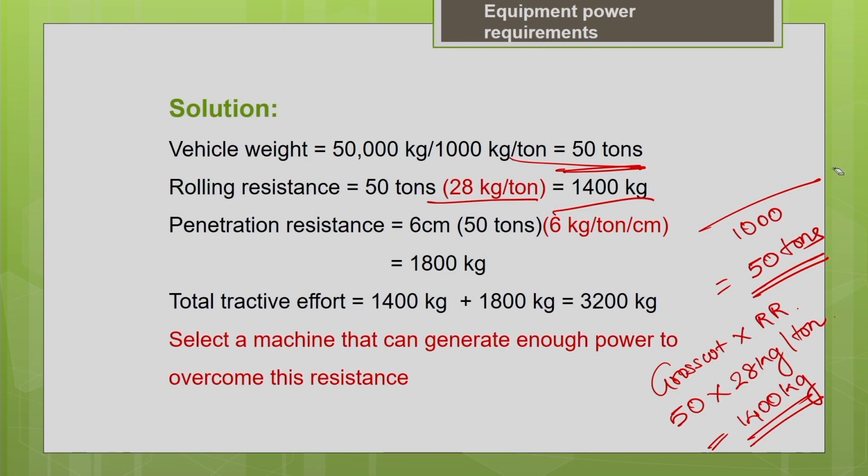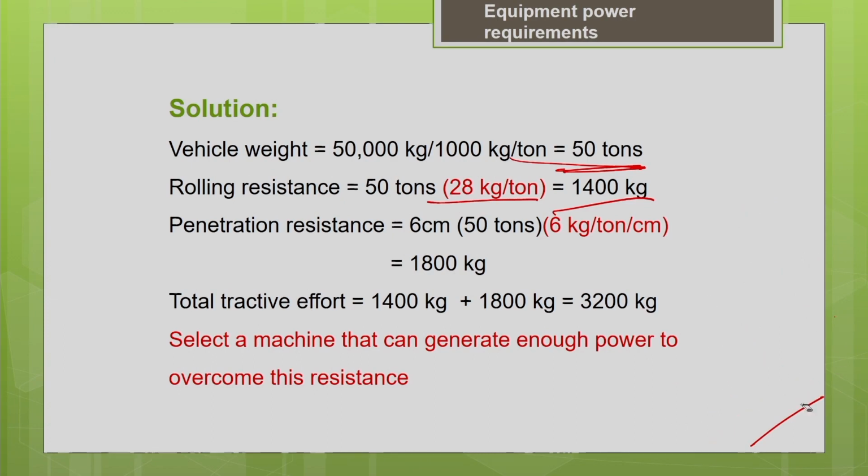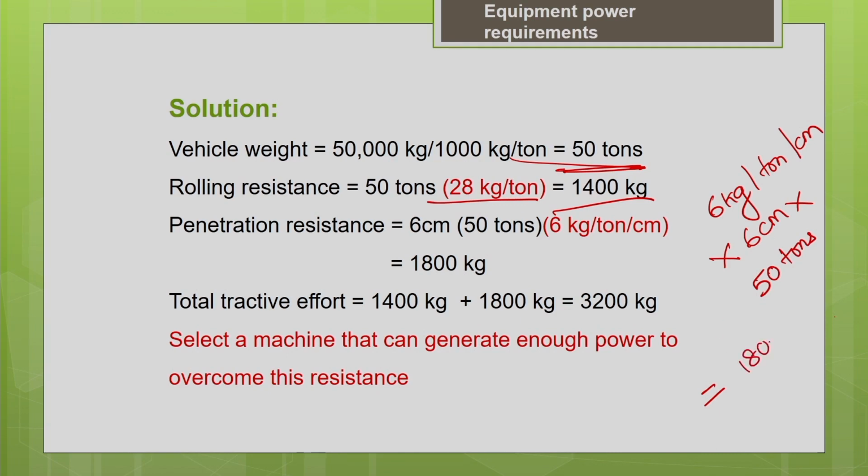Now, we need to find the penetration resistance. It is given to you in the problem that the tire is sinking to a depth of 6 centimeter into the surface. So, you know that for each centimeter of penetration, the amount of effort needed is 6 kg per ton per centimeter, right. So, you multiply that by the depth of penetration, which is 6 centimeter, and the gross weight of the machine, which is 50 tons. That gives you the penetration resistance as 1800 kg.